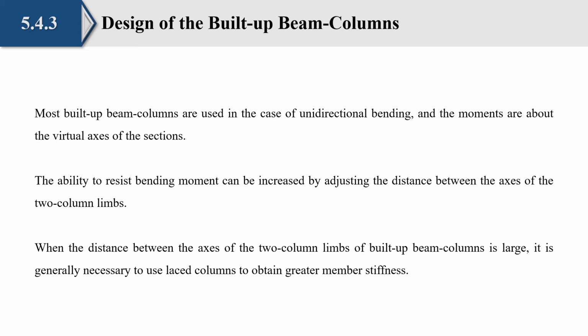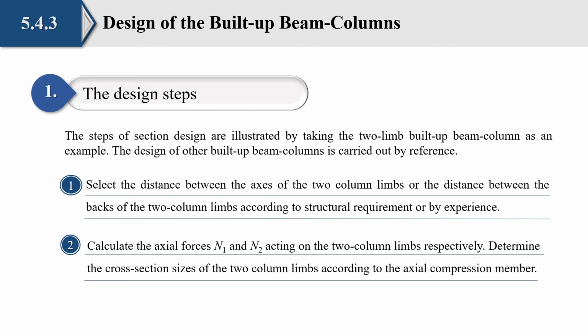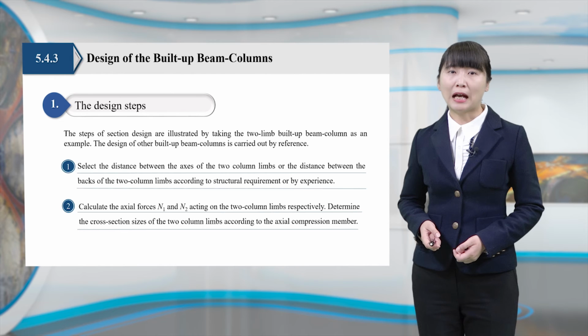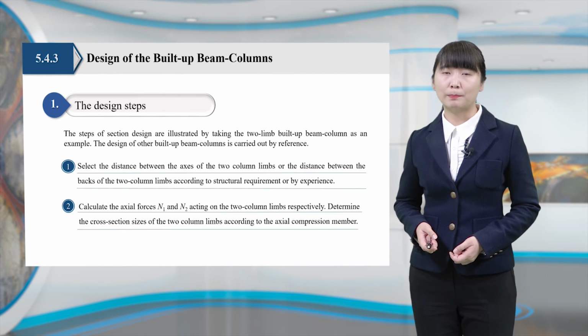Most built-up beam columns are used in the case of unidirectional bending, and the moments are about the vertical axis of the sections. The ability to resist the bending moment can be increased by adjusting the distance between the axes of the two column limbs. When the distance between the axes of the two column limbs of built-up beam columns is large, it is generally necessary to use laced columns to obtain greater member stiffness. The steps of section design are illustrated by taking the two-limb built-up beam column as an example. The design of other built-up beam columns is carried out by reference.